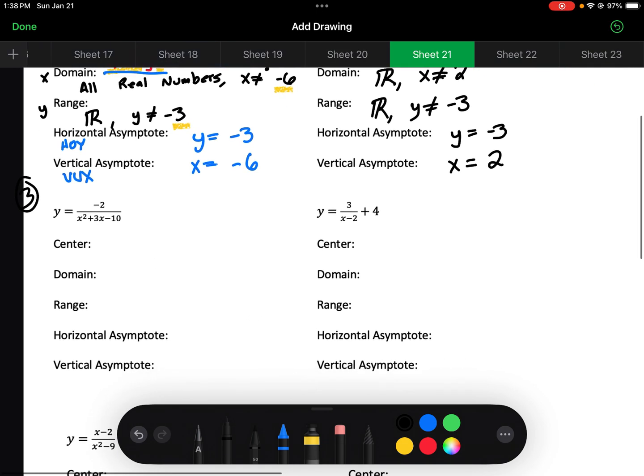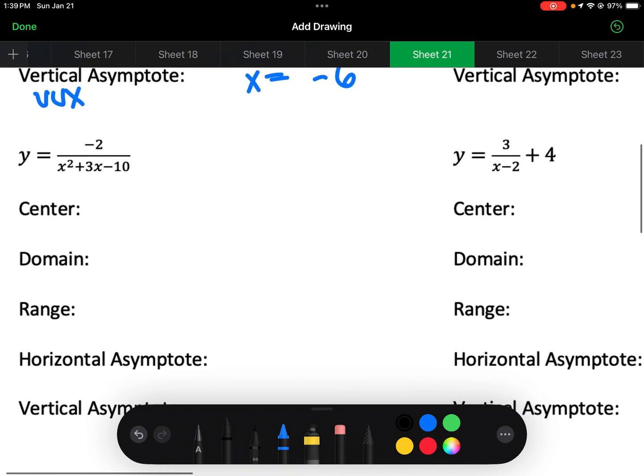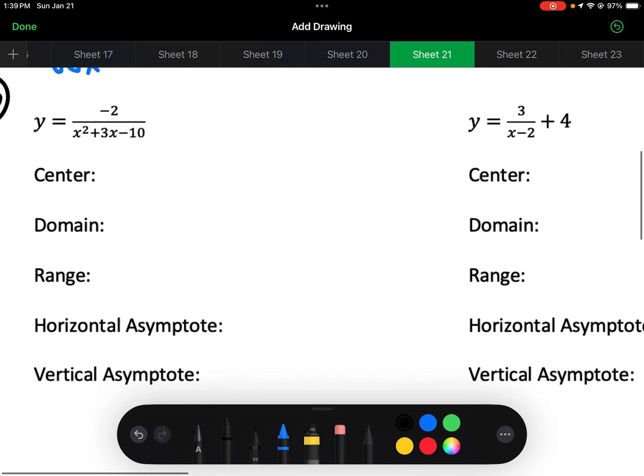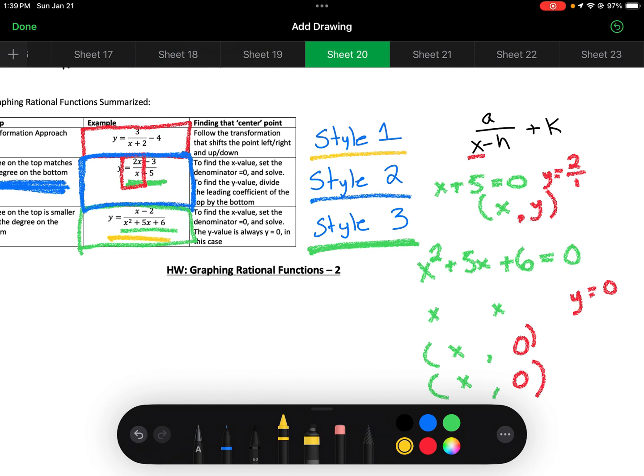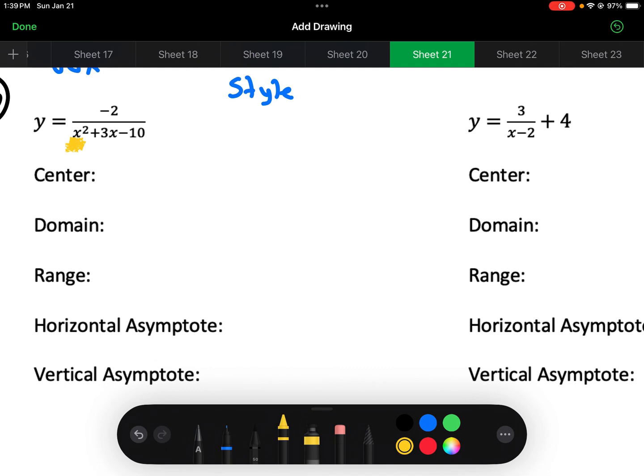Our third and final one, this problem all the way down here. Y equals negative 2 divided by x squared plus 3x minus 10. What style are we? My eyes are gravitating towards the fact that I see an x squared there, and I don't see any x's on top. So it's very similar to style 3: x squared on bottom with nothing on top. That means the exponent on bottom is bigger than top. We are working with style 3.